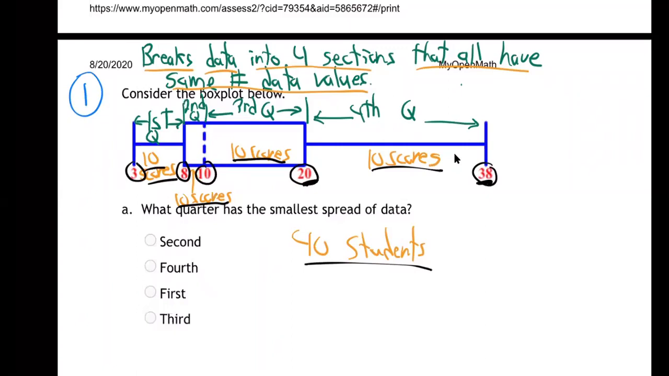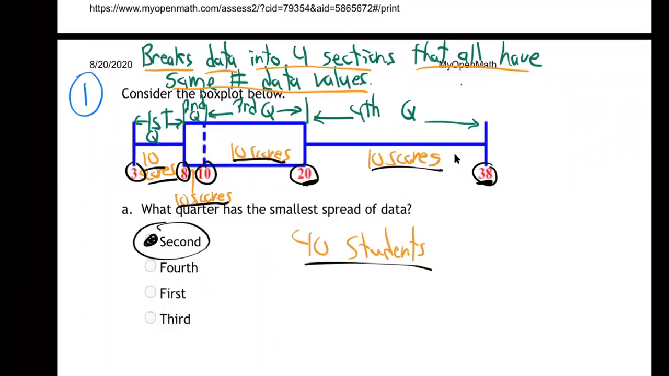Is this good so far? Questions I can answer? So it would be the second one would be the answer, correct? Yeah, so let's get to the actual questions. Great question, Nicole. Let's see. What quarter has the smallest spread of data? Which one has got the smallest spread? Nicole's right on. It's the second one. That's the most narrow. That is exactly right.